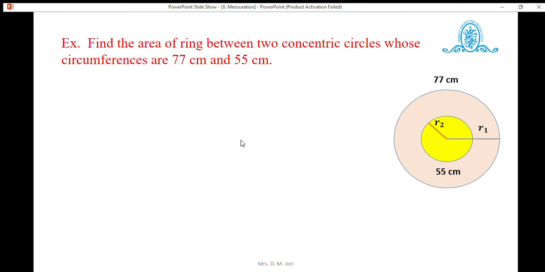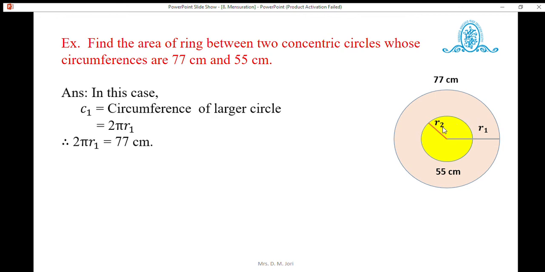So let's see. Let us suppose their radii are R1 is the radius of the bigger circle, R2 is the radius of the smaller circle. So C1 is the circumference of the larger circle. C1 is the circumference of the larger circle, so it is equal to 2 pi R1. The circumference is already given, it is 77. So 2 pi R1 equals 77. Simplify it for R1, you will get R1 as 49 by 4 centimeters. So the radius of the bigger circle is 49 by 4.